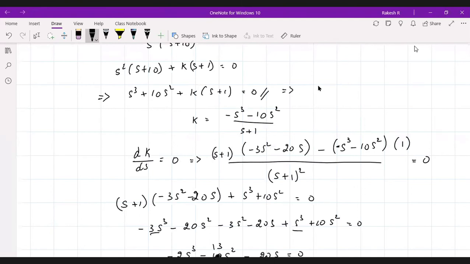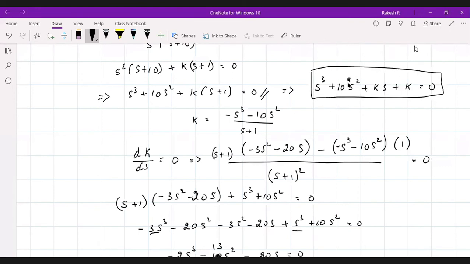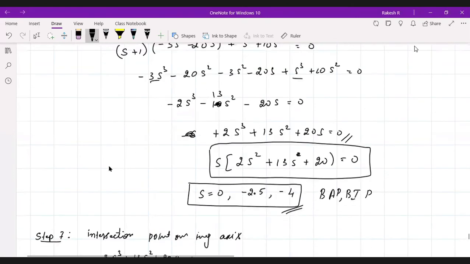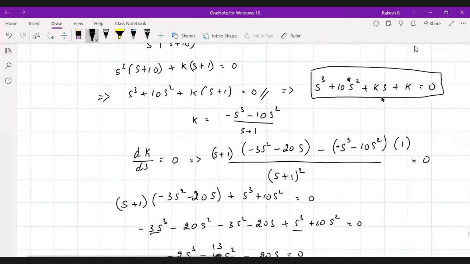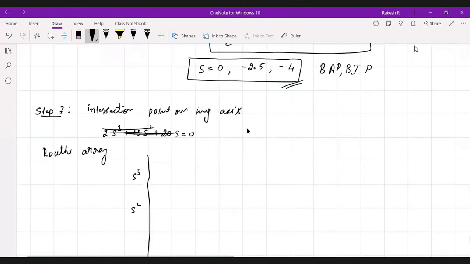So this I'll simplify here. S cube plus 10s square plus k into s plus k is equals to 0. This will be our new characteristic equation. We shall consider that, not the earlier equation. That is s cube plus 10s square plus ks plus k is equals to 0. This will be the characteristic equation.